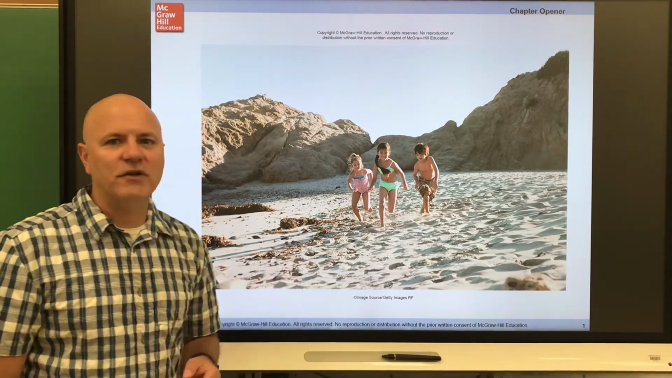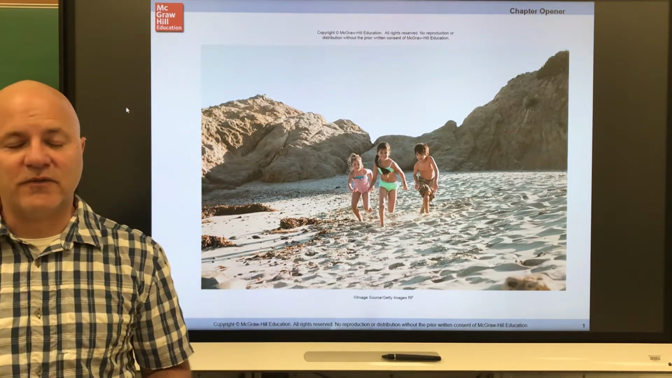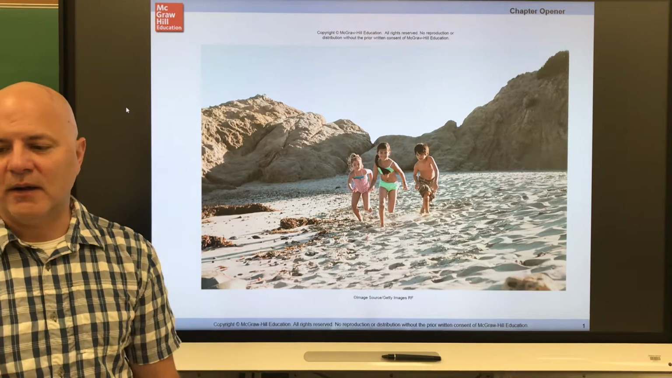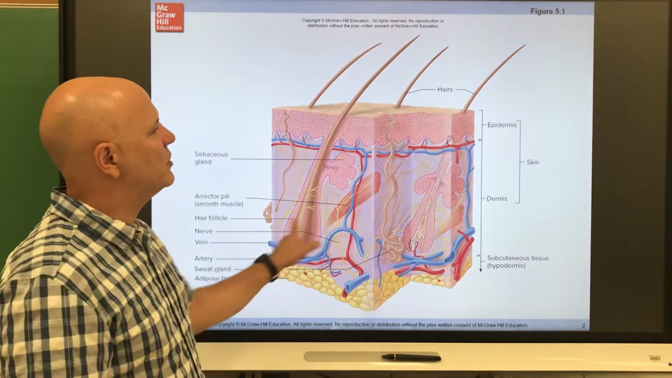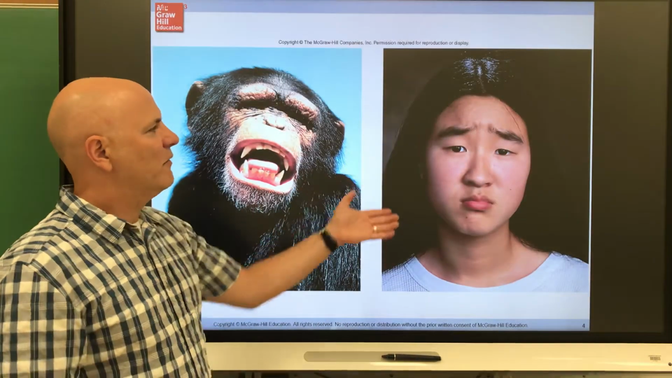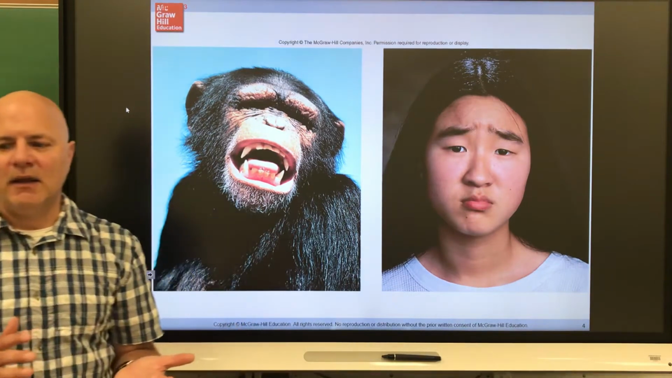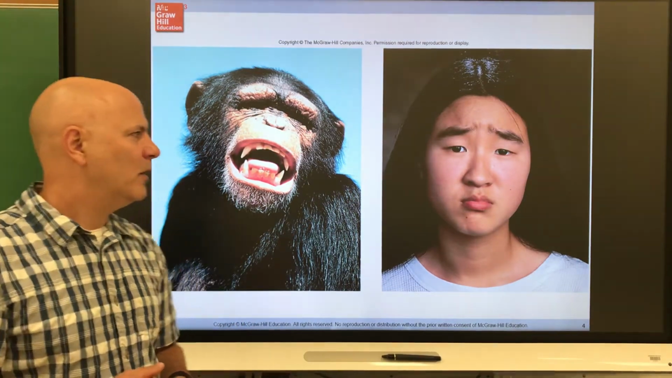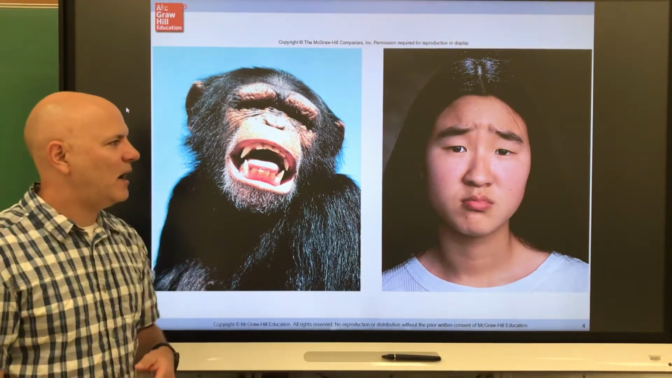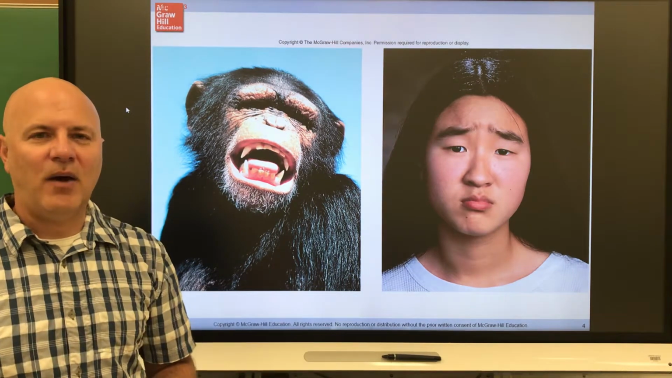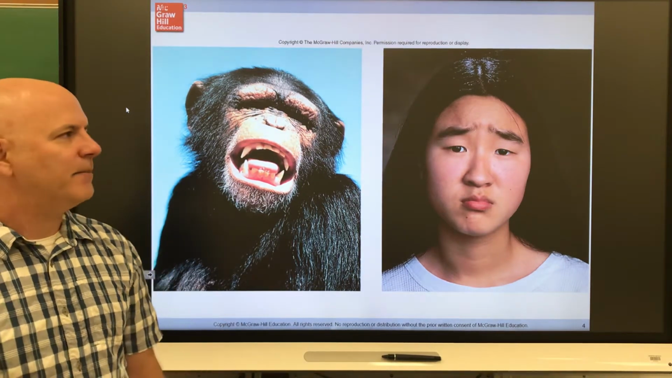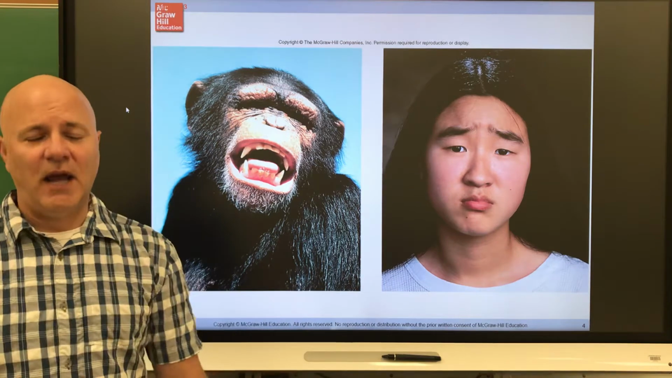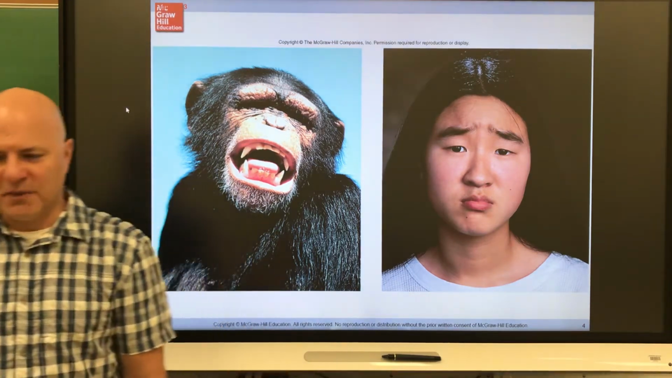Our skin is also used as a blood reservoir, so we can store extra blood there. And it's also used, as you can see in this picture, for nonverbal communications, right? We can communicate with other humans about our feelings and stuff like that. I don't know what the chimp is saying. I don't know nonverbal communication with chimps.